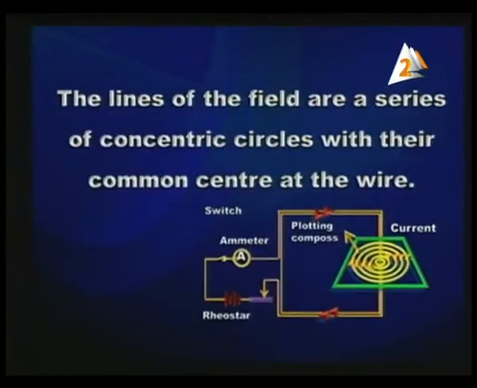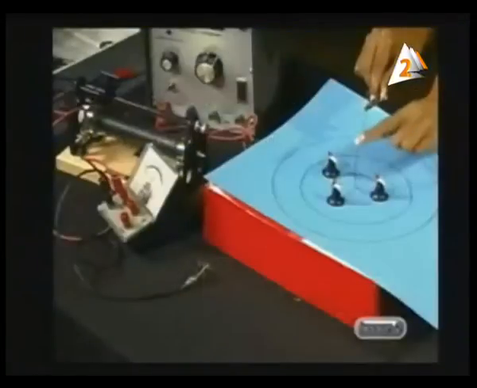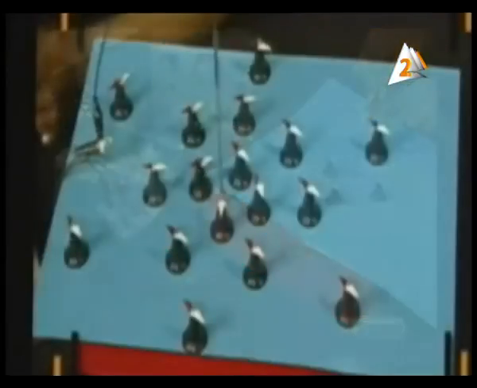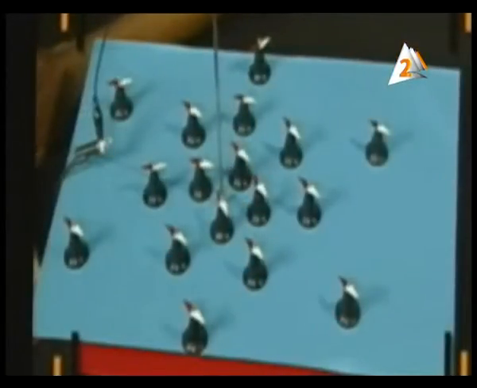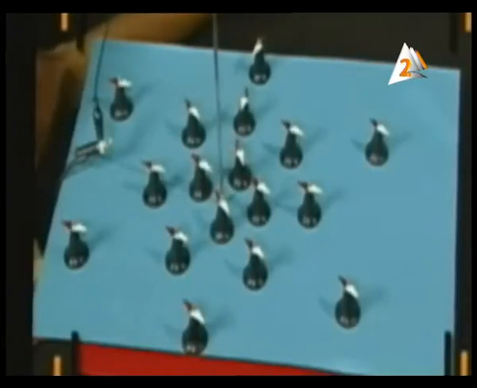As you see, the lines of the field are a series of concentric circles. Concentric means they have a common center. So the lines are a series of concentric circles with their common center at the wire. So the wire acts at the center of these circles.